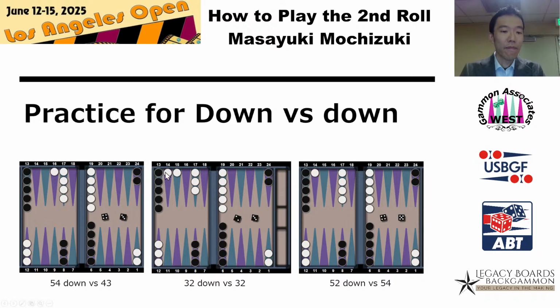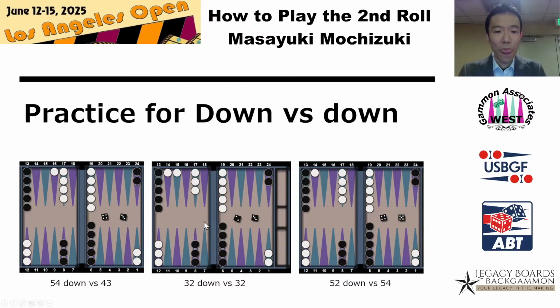So, 5-4, white rolled 2 down, and black rolled 4-3. 5-4 is the weakest 2 down play, and what you rolled, 4-3, is the strongest 2 down play. So you can actually mirror him because you have an advantage. Your 4-3 is stronger than 5-4, so you should play 2 down.